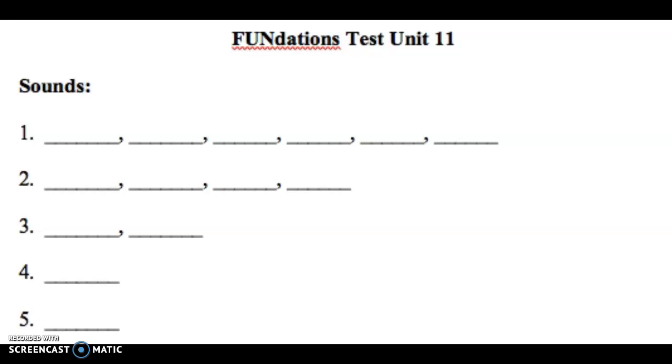Sound 2. What says A? We know 4 ways to make the A sound, like in safe, acorn, bait, and play.